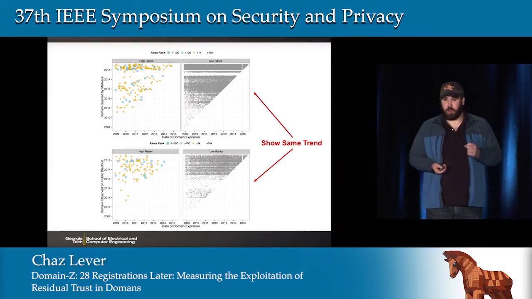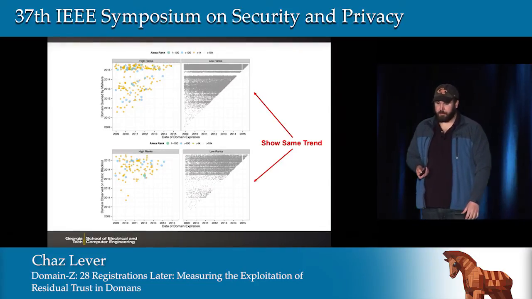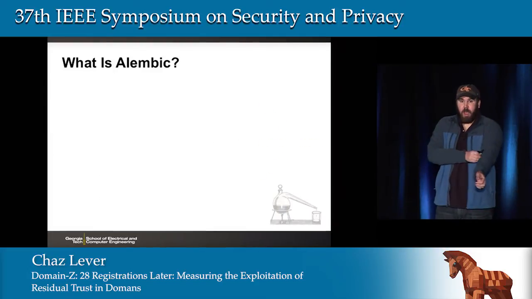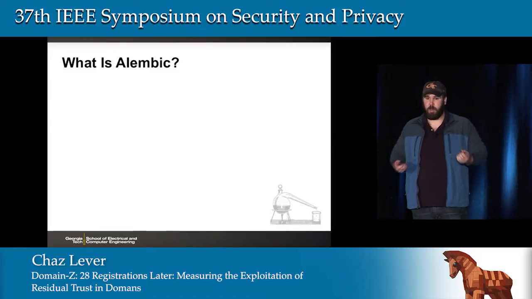That number jumped to 9,000 in 2014 alone. Large increase. This seems to be a problem that people are increasingly exploiting. So how do we even go about finding some of these changes? Well, we can look for expirations, but that's not the only way that a domain can change ownership.